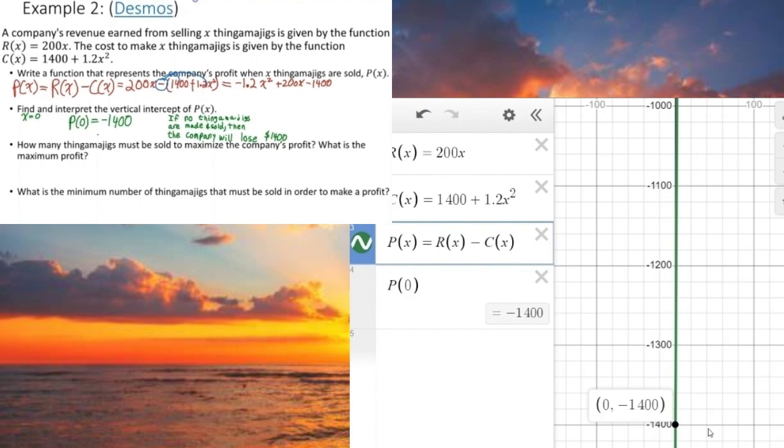Notice I did not say lose negative $1,400. Putting the term lose indicates that my profit function was a negative value. Next, how many thingamajigs must be sold to maximize the company's profit? What is the maximum profit?